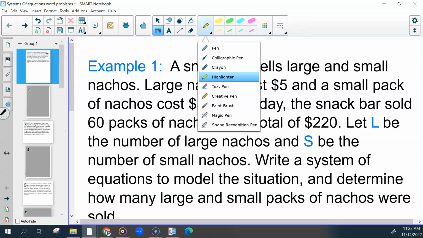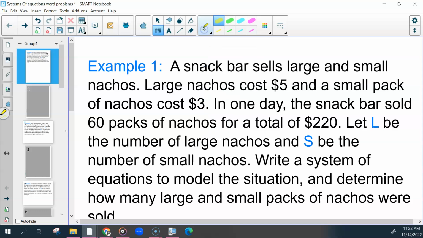The number of large nachos. Yeah, the L equals, okay. And the number of small nachos. Okay, and then Mary Ellen, what were you going to say? Large nachos cost 5 and small nachos 3. Okay. Go ahead, Colin. 60 packs of nachos. Any numbers you see are always important.